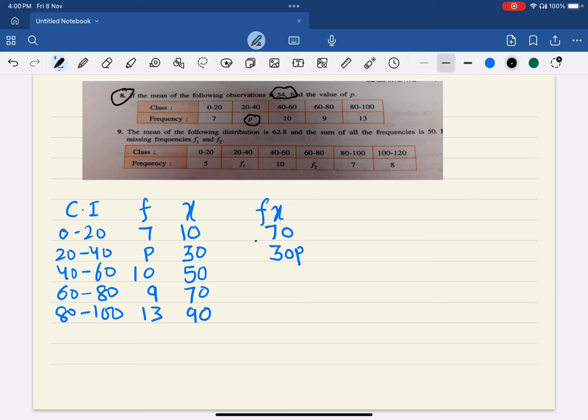And this is my advice to all of you. Always put a bracket here, because when we add, by mistake also, you should not add 30 to the numbers. Okay. And then we have 500, 630.